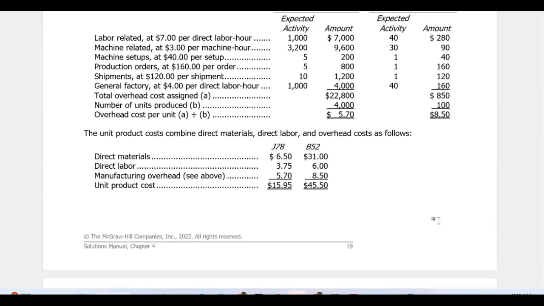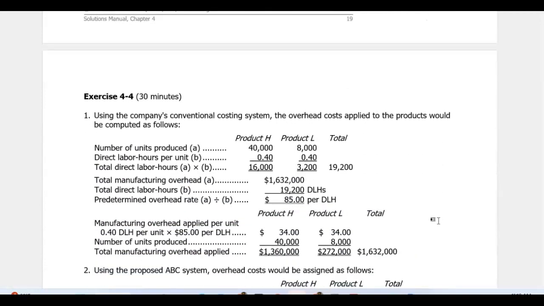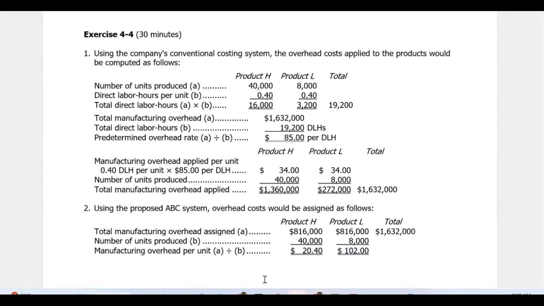Okay, let's do one more. Again, these are all your homework problems, okay? So pay attention to it. So here we go.